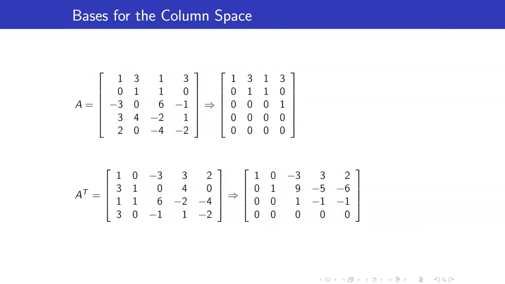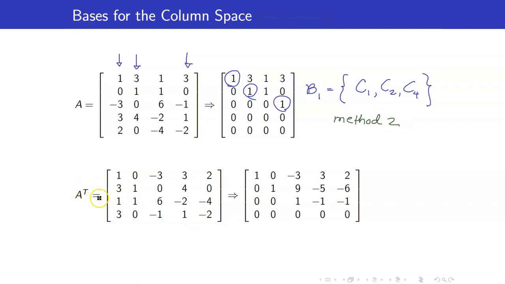So again, this is just a summary. What would be the basis if we just use the row echelon form of A, get the pivot columns, and get its corresponding columns in the original matrix? So it's column 1, column 2, and column 4. This is method 2.